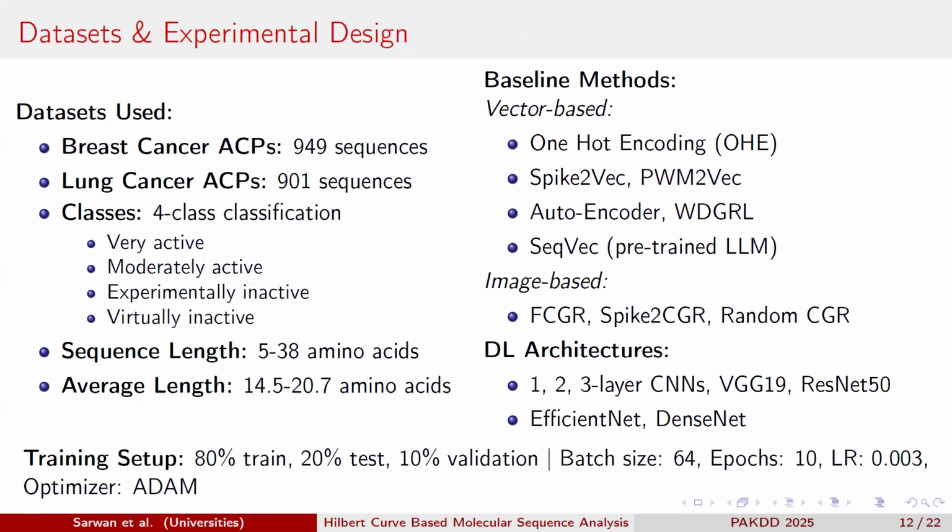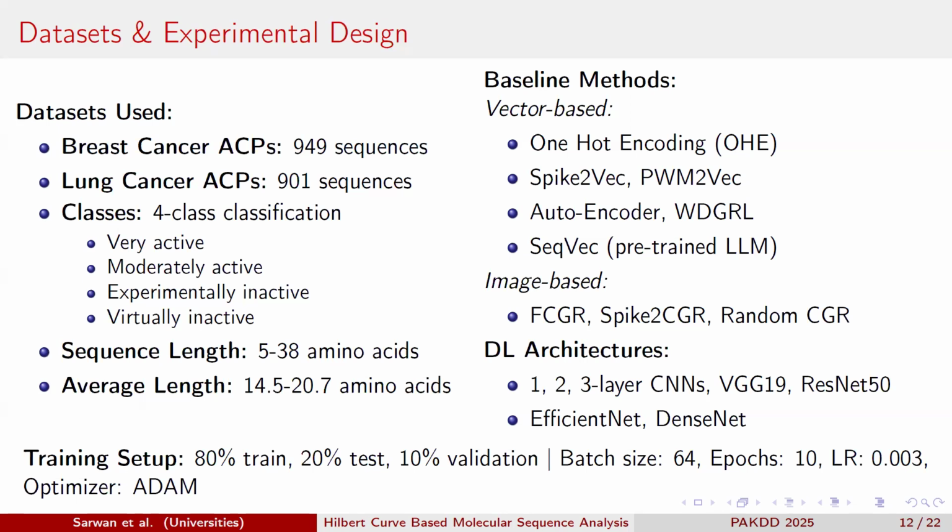So let me describe our experimental setup now. We test our method on two anti-cancer peptide datasets, breast cancer with 949 sequences and lung cancer with 901 sequences. These are four-class classification problems ranging from very active to virtually inactive peptides. The sequences are relatively short, 5 to 38 amino acids with average length around 14 to 20 amino acids, which makes it a challenging classification task because there is very little margin to capture the patterns in the sequences.